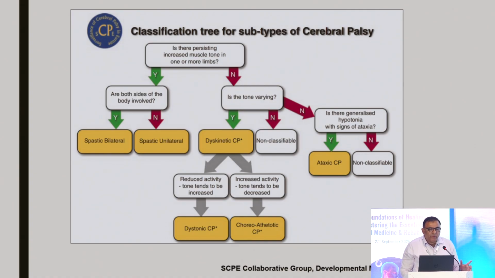Then if the tone is varying, it can be dyskinetic CP. Again, dyskinetic CP can be dystonic CP or choreoathetotic CP. If the tone is hypotonic with ataxia, they have labeled it as ataxic CP. So this classification is now very commonly being used.